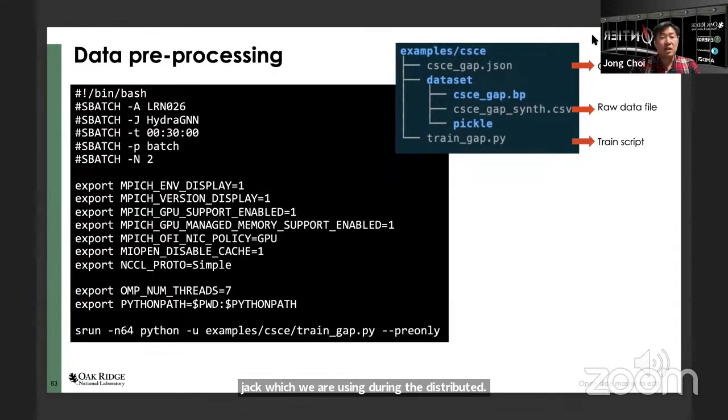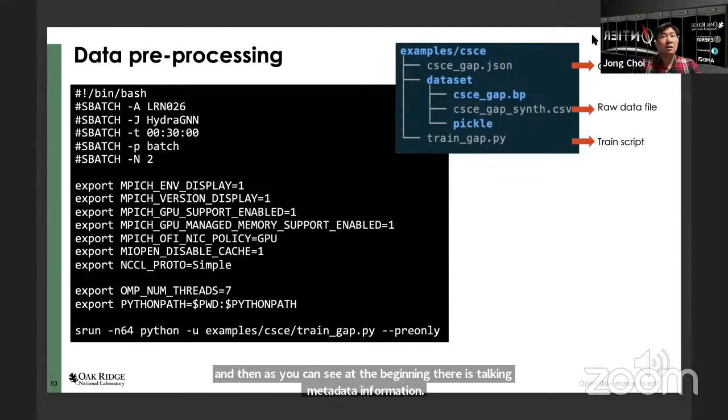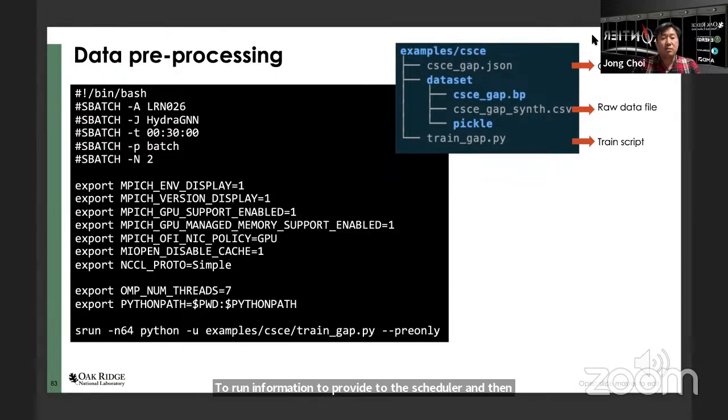So those are job scripts. Typically, you want to run something on your supercomputer or cluster. You have your job script. This is a specific job script you can use on Frontier. And then as you can see at the beginning, there is the metadata information to provide to the scheduler, and then some environment variables you can specify. These environment variables are very specific to the Frontier environment, but probably also applicable in other scenarios.